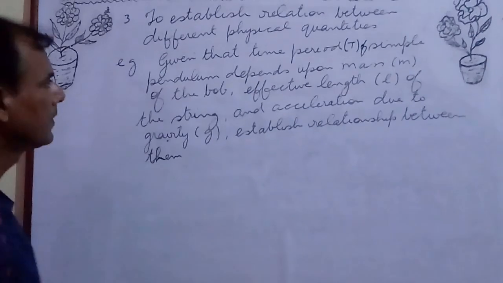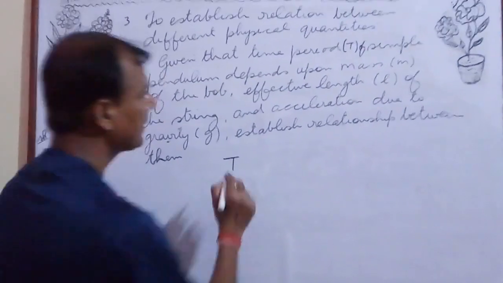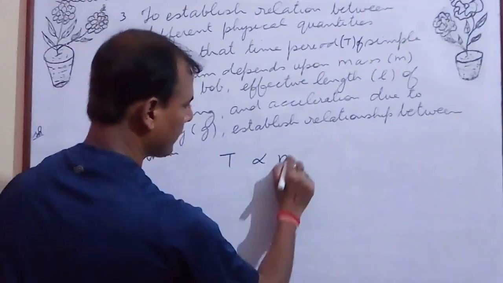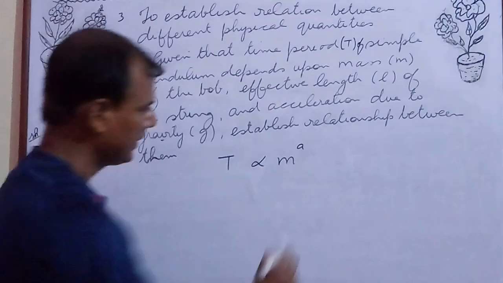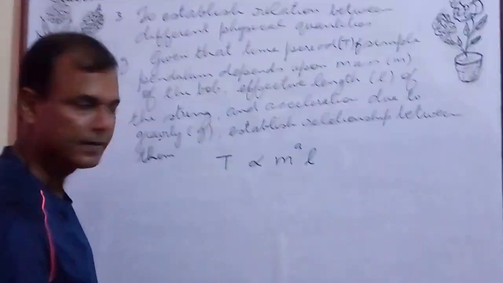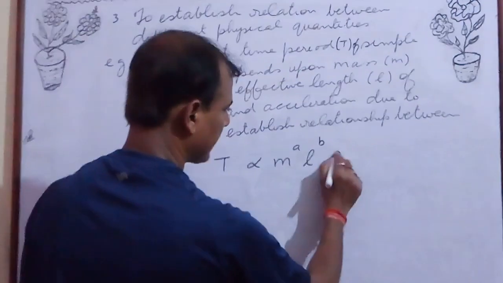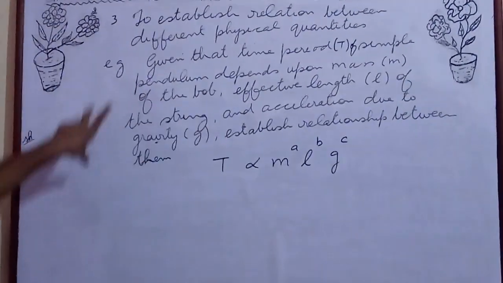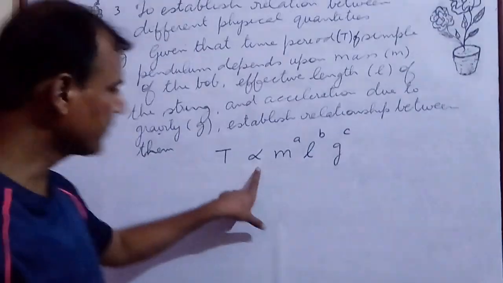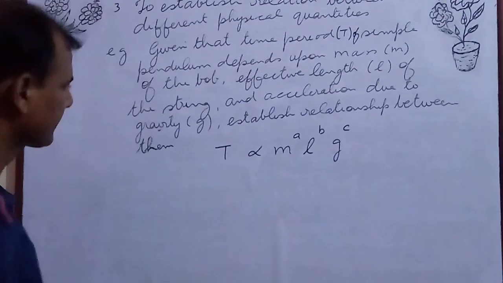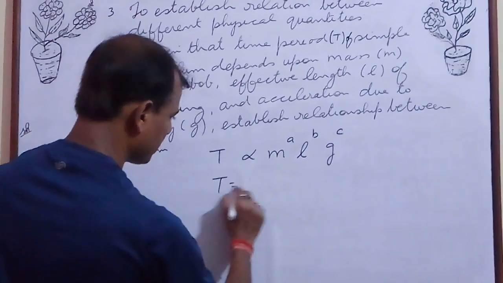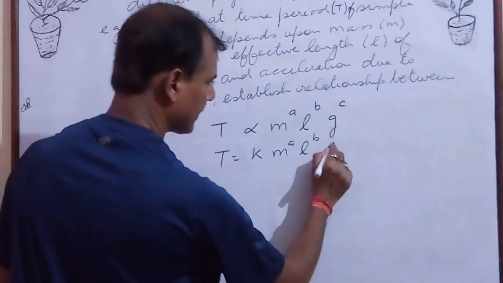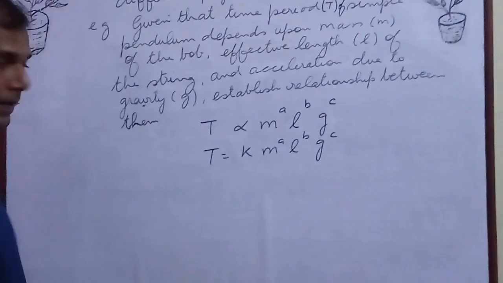Now how do we start? The first step is we write T is proportional to m, the mass of the bob, let it be to the power a, the effective length l of the string, let it be to the power b, and the acceleration due to gravity g to the power c. This is the first step for these types of questions. Now we remove the proportionality sign and put a constant: T = k m^a l^b g^c.